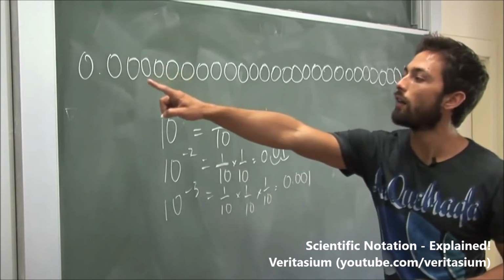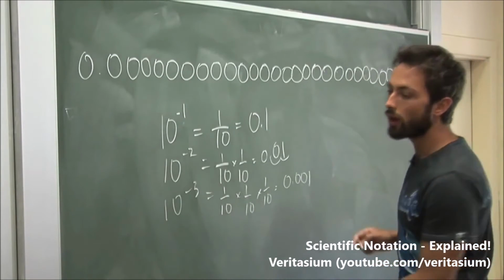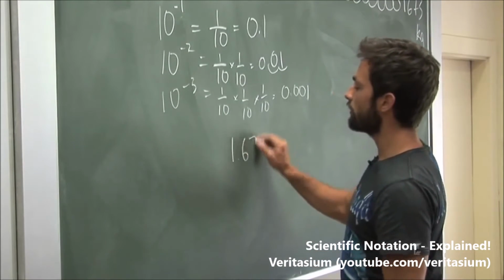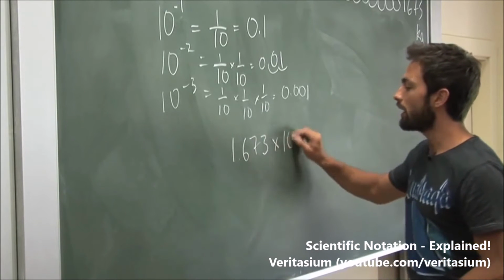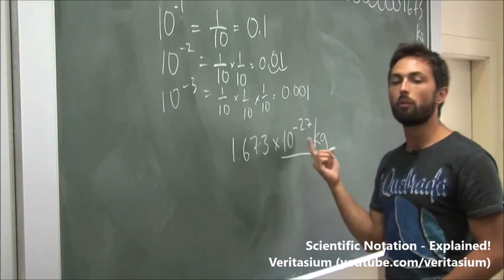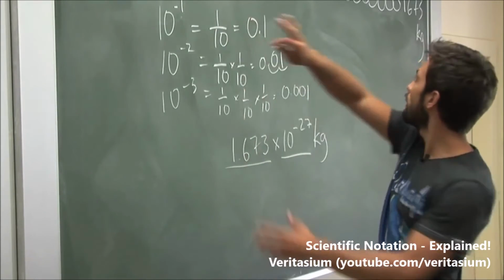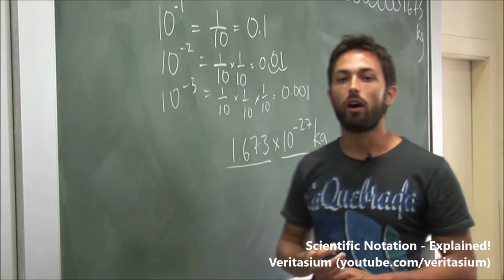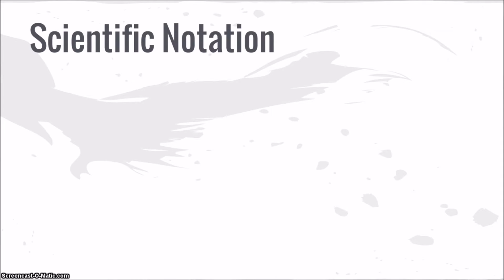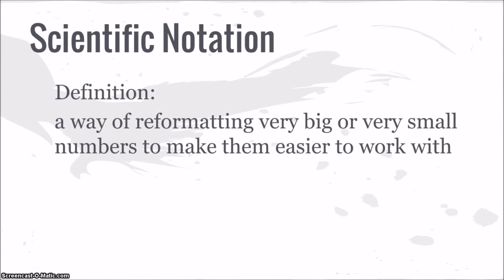So in this case, I have a 1 that is actually 27 places to the right of the decimal. So I can write the mass of a proton as 1.673 times 10 to the minus 27 kilograms. And this 10 to the minus 27 has the function of putting this number, 1.673, 27 decimal places to the right of the decimal point. So scientific notation is a way of reformatting very big or very small numbers to make them easier to work with.